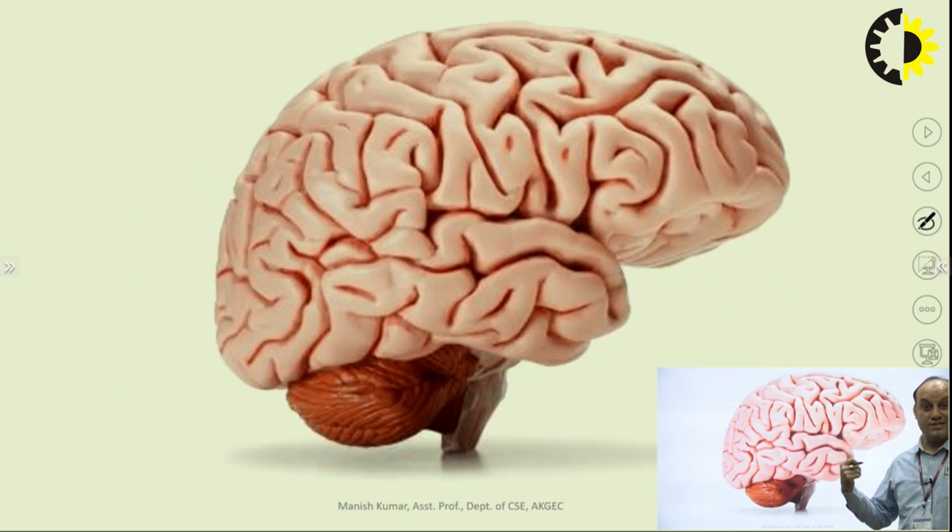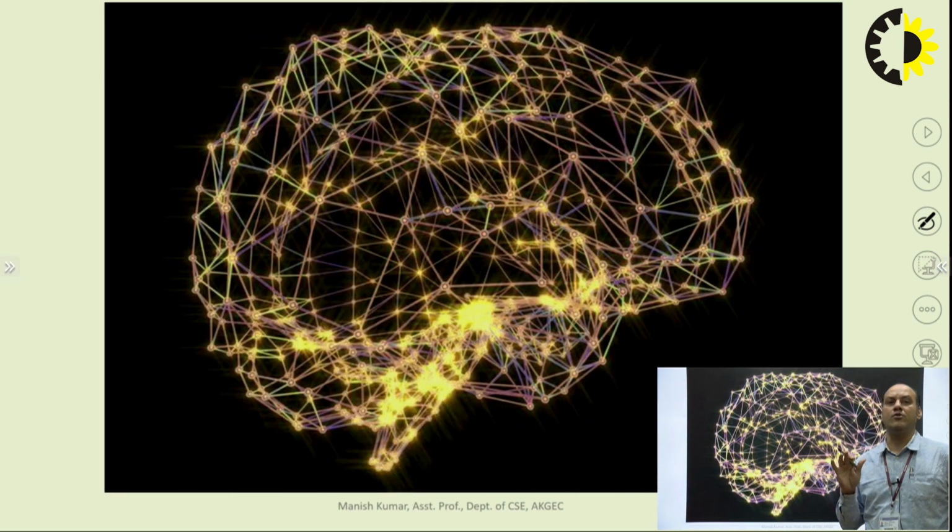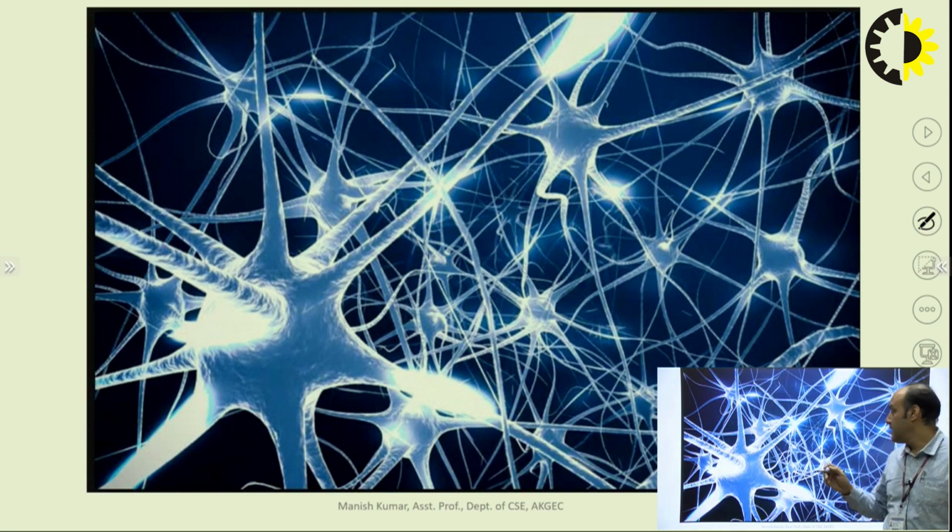Okay, so this is a diagram of a brain, you all know that. This human brain consists of millions and trillions of neurons. See, millions and trillions of neurons. Always these are the processing elements, neurons. Okay? And each neuron is connected with millions and trillions of neurons. See, this is the zoom I have done.